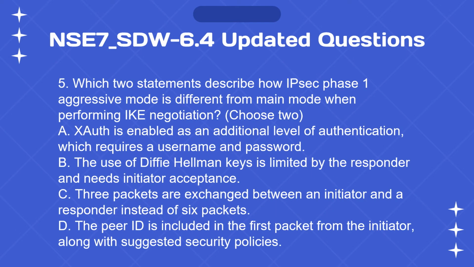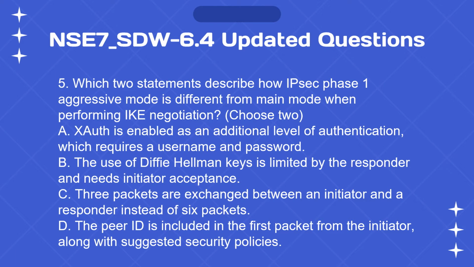5. Which two statements describe how IPsec Phase 1 aggressive mode is different from main mode when performing IKE negotiation? Choose 2. A. XAuth is enabled as an additional level of authentication, which requires a username and password. B. The use of Diffie Hellman keys is limited by the responder and needs initiator acceptance.